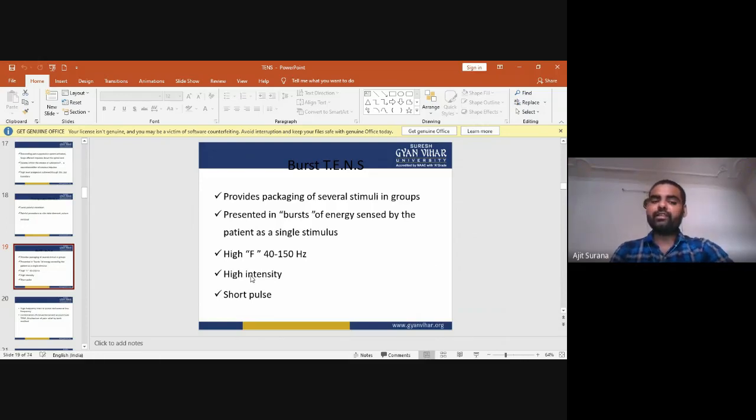They mainly provide packing of several stimuli in groups, presented in bursts of energy sensed by the patient as a single stimulus. They have a high frequency, that is 40 to 150 hertz, and high intensity and short pulse.